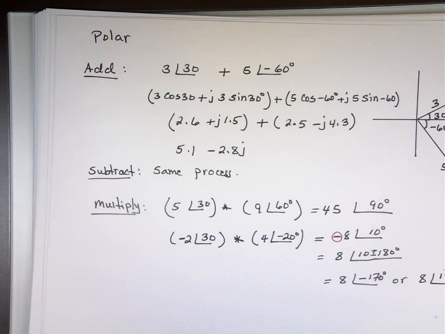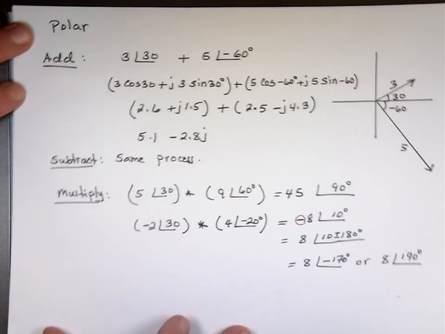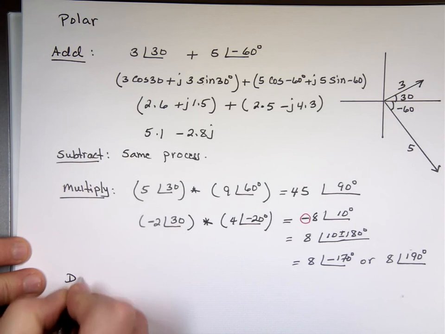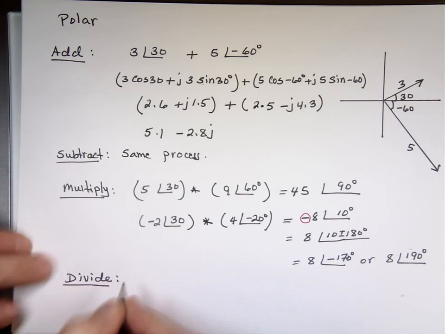So that's why a lot of times you don't see a negative value. A negative is always a phase shift of 180 degrees. Either add or subtract 180 degrees to your answer. Now when you divide, it's even better. Well, it's not better, it's the same thing. So you can see division, multiplication in polar is much, much easier.